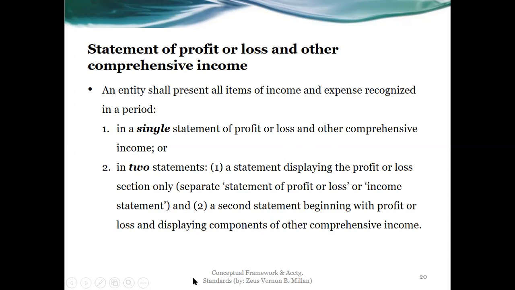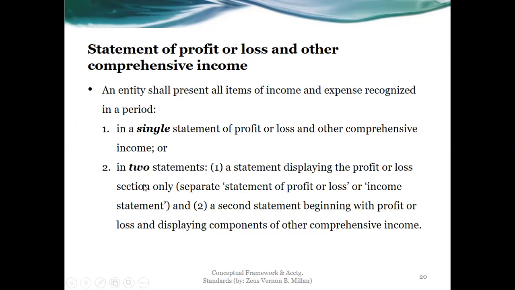And then if we take it as a whole, as a combination, we call this a statement of comprehensive income, composed of profit or loss and other comprehensive income. So profit or loss plus other comprehensive income equals total comprehensive income. We can present this as one or two statements. So this is also an option. It's not a requirement to present it as one item.